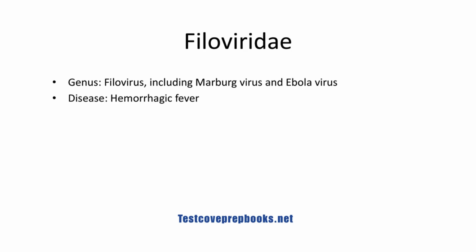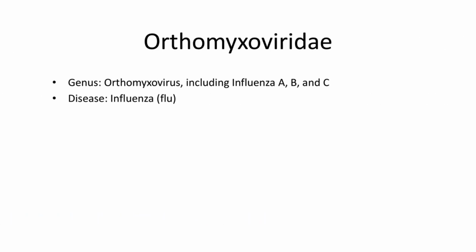Filoviridae includes the Marburg and Ebola viruses. Both of these are highly virulent pathogens that produce hemorrhagic fever with high mortality. Orthomyxoviridae includes influenza viruses A, B, and C. These viruses cause influenza or the flu, which remains a global health concern due to seasonal epidemics and occasional pandemics.